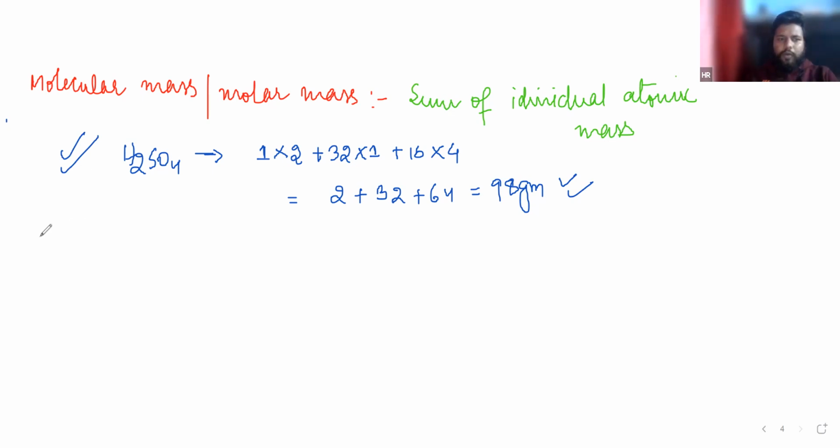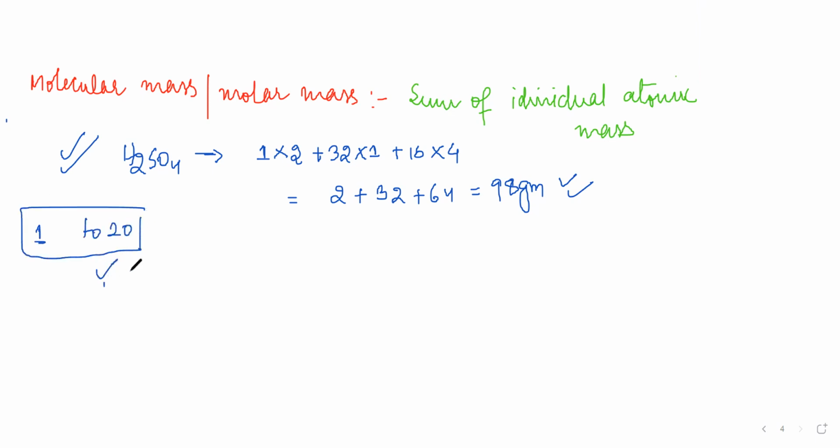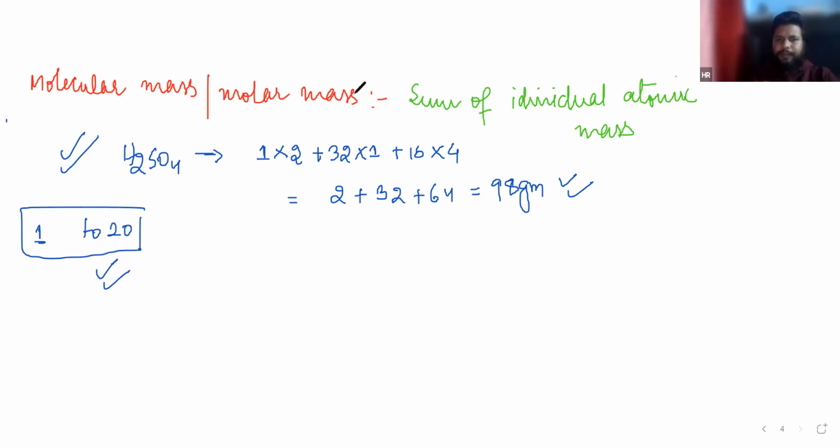Do you all know the atomic mass from atomic number 1 to 20? Yes, sir. That's good, it's very easy. Okay, I'm telling you to calculate the molar mass of C12H22O11, and also calculate the molar mass of Na2CO3, and also the molar mass of Na2SO4. Just calculate it and let me know the answer.